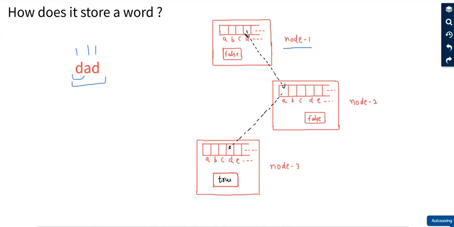So this position, that is D, contains a pointer which points to the next node which contains A here, and this position contains a pointer to the node which contains D, that is the next character. So that's where this pointer is pointing to, D. This is the third character of the word, and I mark here true because this is the end of this word. D is the ending character, hence this is marked as true while these are marked as false. This is how a string is stored in a trie using pointers.